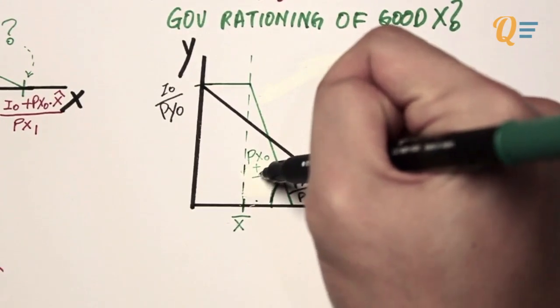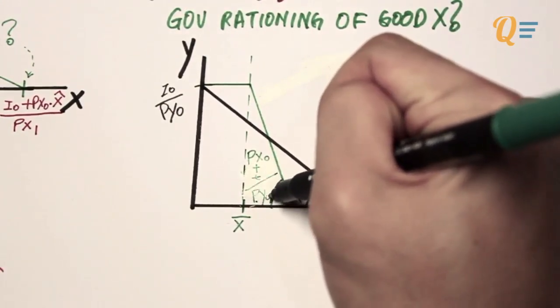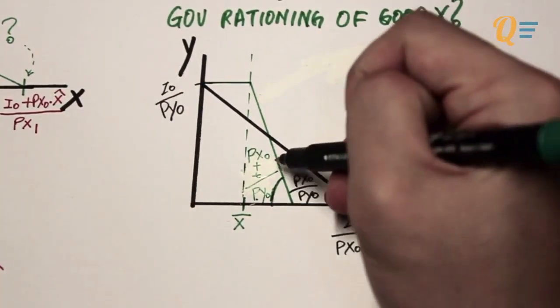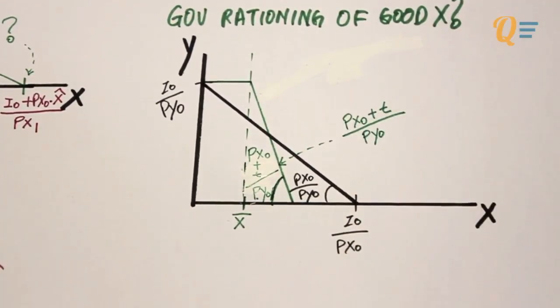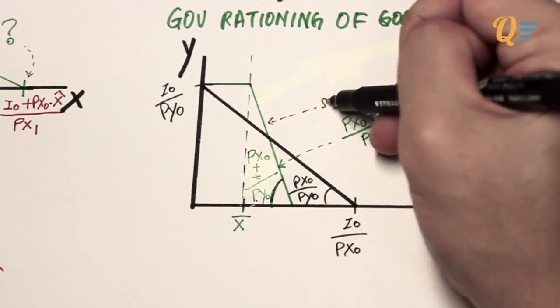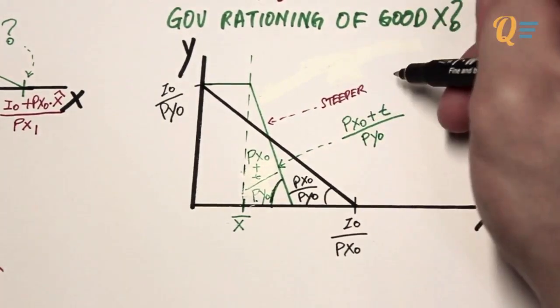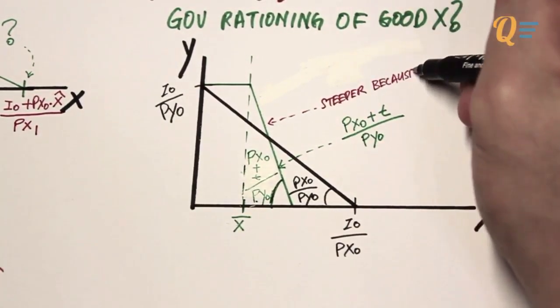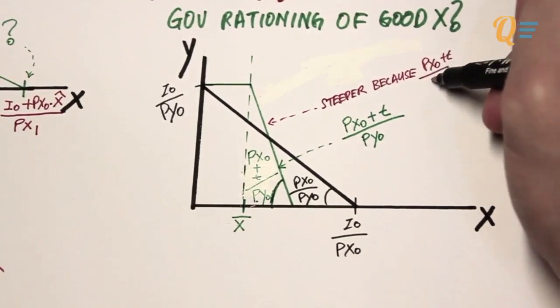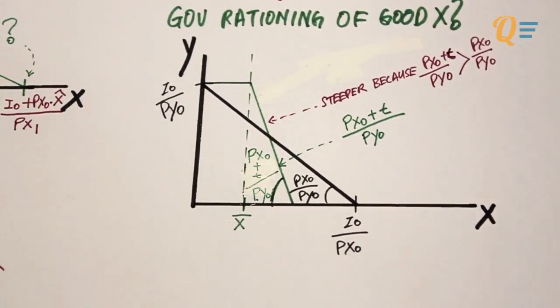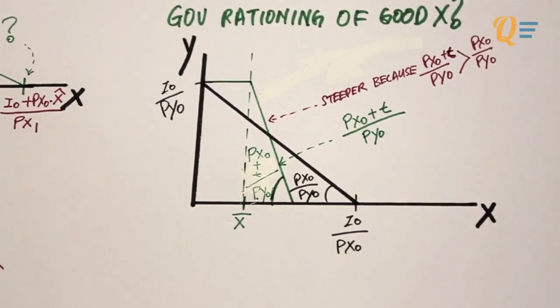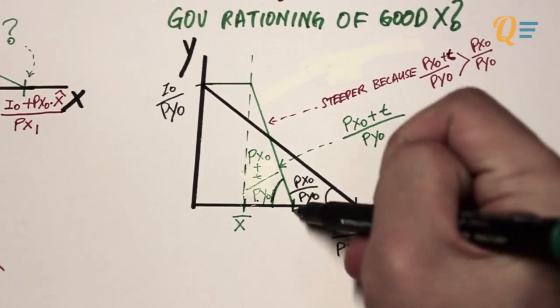Well, the reason why it is a little bit steeper is very simple. Just let me write the ratio in a better way. Okay, so it's Px0 plus t over Py0. So obviously, the budget constraint is now steeper because of a larger numerator, which makes the overall price ratio larger. Therefore, what you get is a steeper budget constraint after the consumption of X bar.